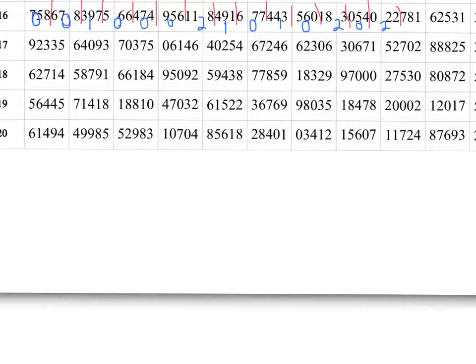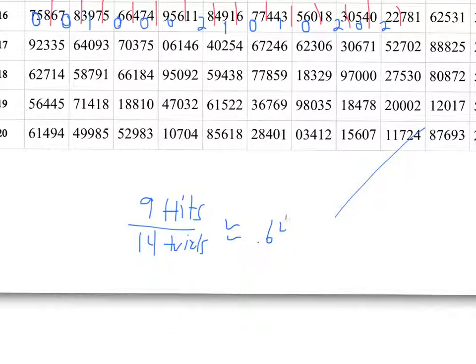And we had 1, 2, 3, 4, 5, 6, 7, 8, 9. So we had 9 hits, 14 trials, and each trial represents a game. So in my 14 trials, I ended up with 9 hits, which is an average of 0.64 hits per game.